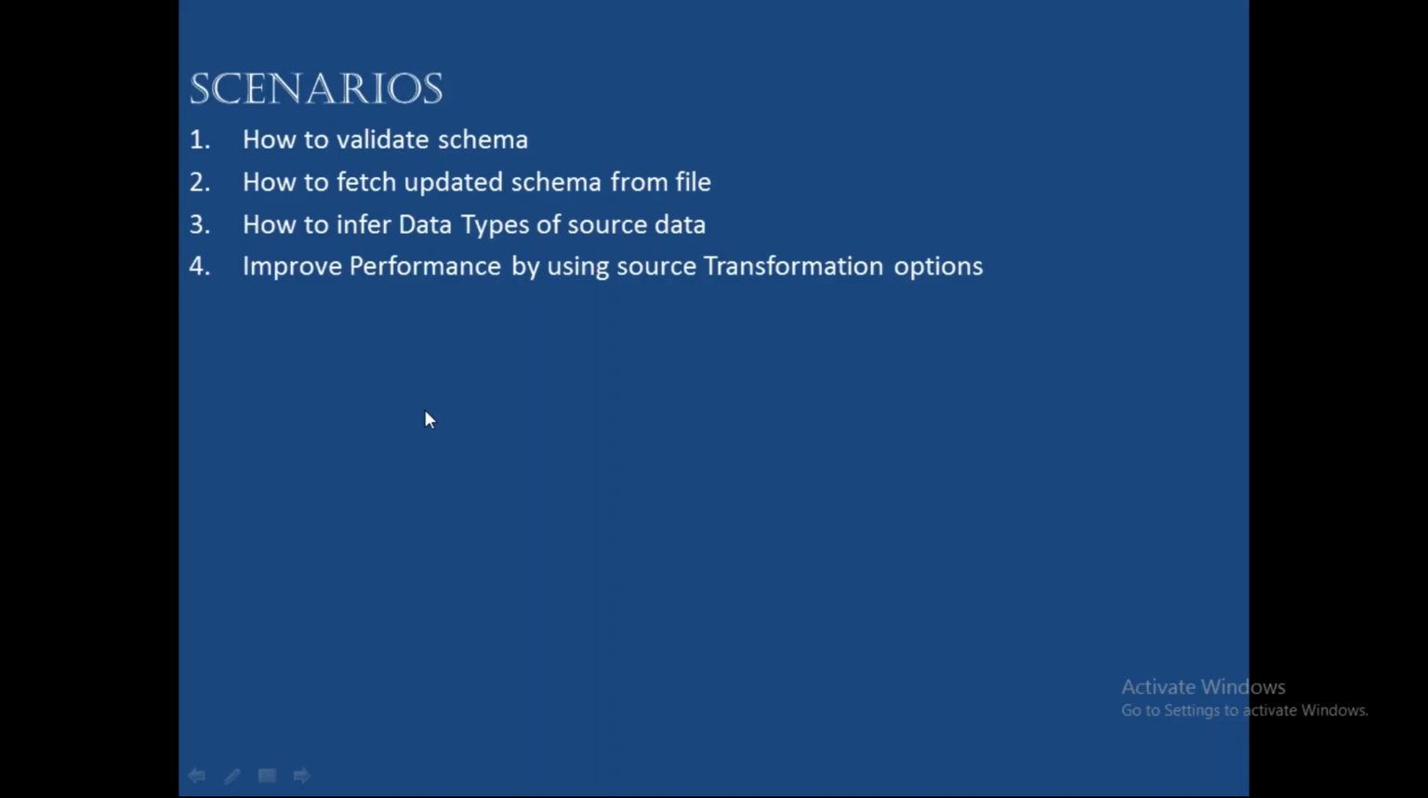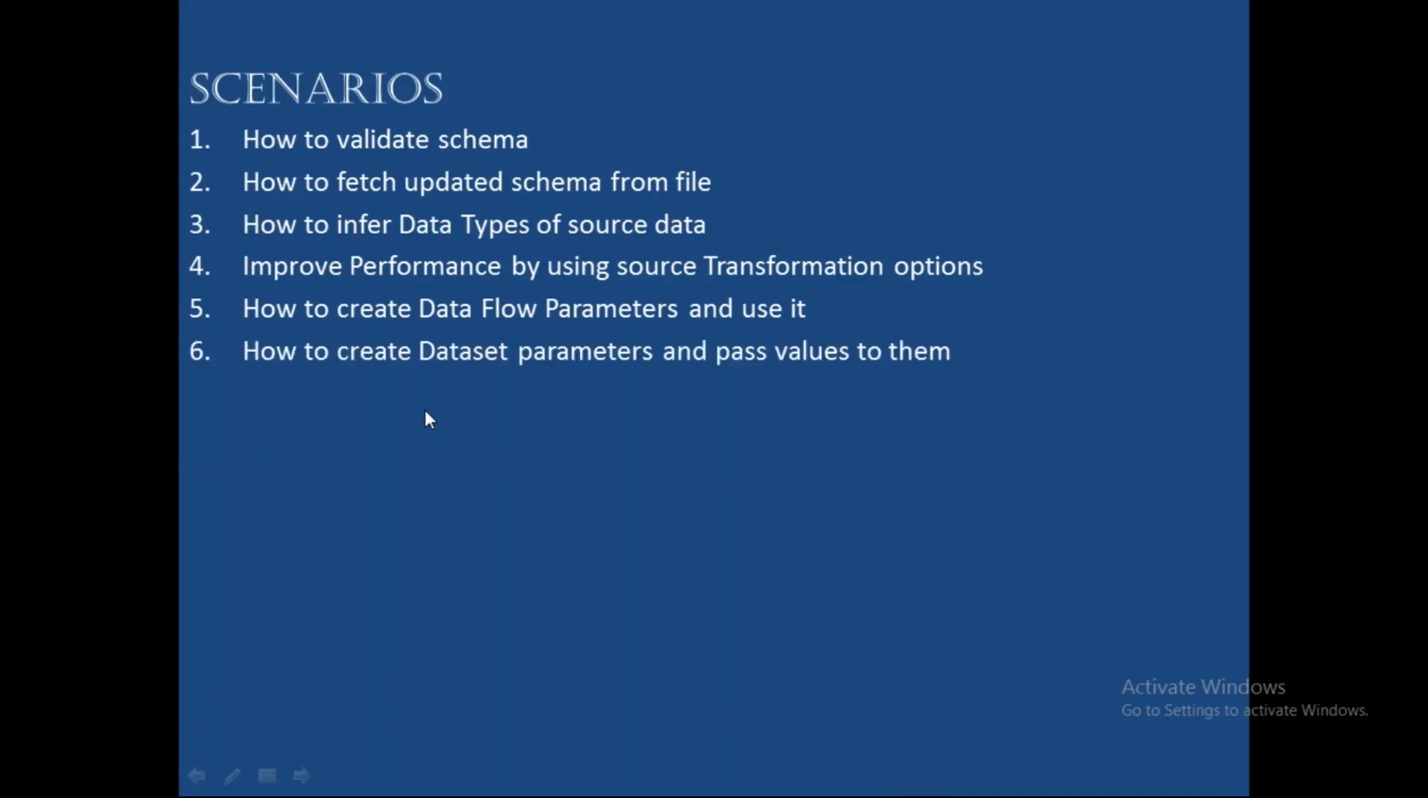We are going to do all these things within a source transformation. We have something called options. If you remember, schema drift, validate schema, infer data types of drifted columns, all those options we have, and we are going to talk about those things. Next, we are going to see how to create data flow parameters and use them. How we can use these data flow parameters. Then we will talk about creating data set parameters and passing values to them.